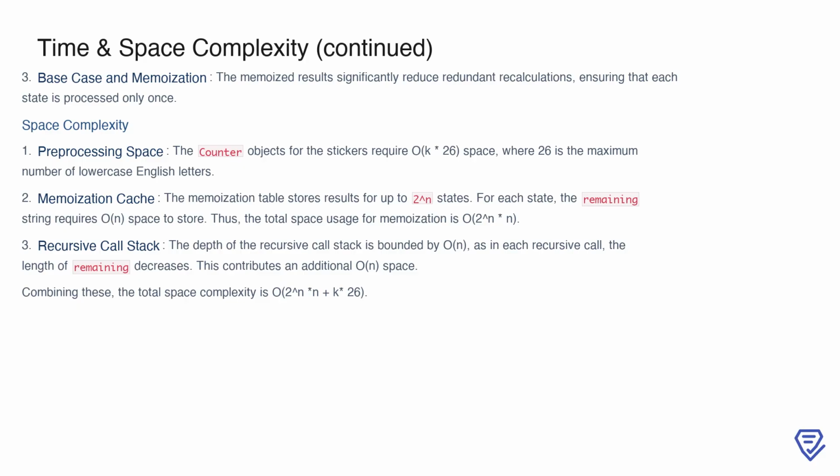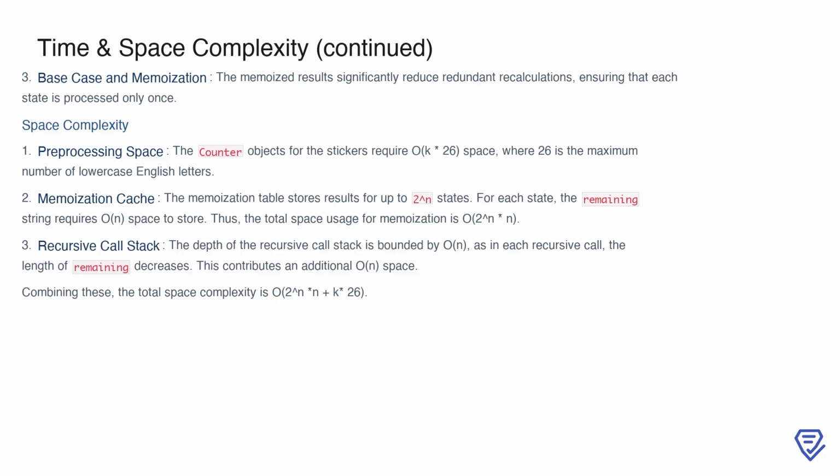Shifting to space complexity, the pre-processing step involves creating counter objects for the K stickers. Since each counter uses space proportional to the number of lowercase English letters, this step requires K*26 space. The memoization table is another contributor to space usage. It stores results for up to 2 to the power of n states, and each state's remaining string is stored in O(n) space. This makes the total space used by the memoization table O(2 to the power of n * n).